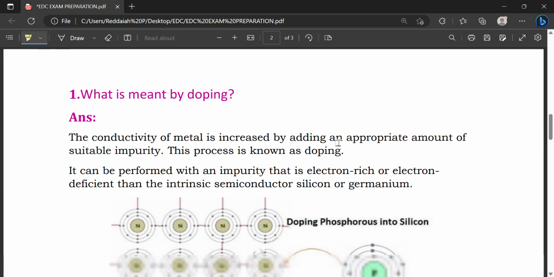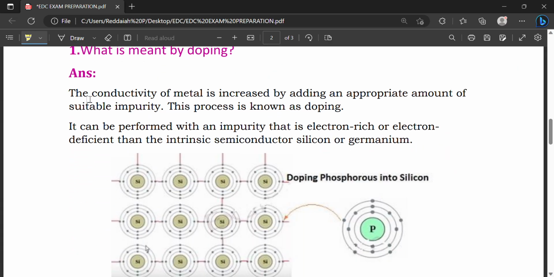The answer for this: what is meant by doping? Doping: the conductivity of the semiconducting material is increased by adding impurities, which is called doping. Simply, doping means adding impurities to a semiconducting material. It can be performed with an impurity that is electron rich or electron deficient, and intrinsic or extrinsic semiconductors are formed. By adding pentavalent and trivalent impurities to the semiconducting material, n-type and p-type semiconductors are formed. Doping phosphorus into silicon forms n-type semiconductors.